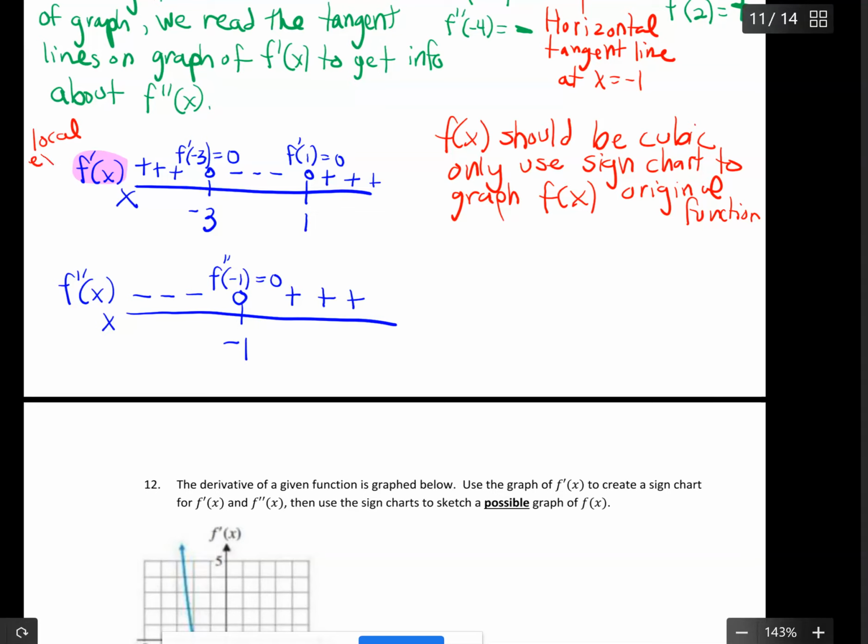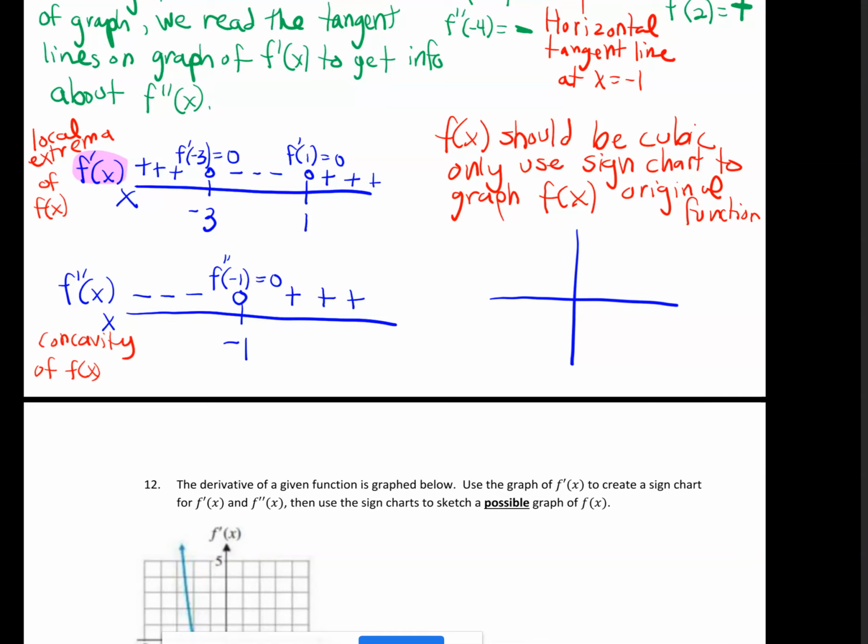Here we go. Okay, so let's put it on here. Let's go find our local extrema. My tangent lines of the original graph are going to go up, hit 0, and go down. So I know I need a local max when x equals -3. Then my tangent lines are going down, they're going to hit 0 and go back up. So I know I need a local min here.